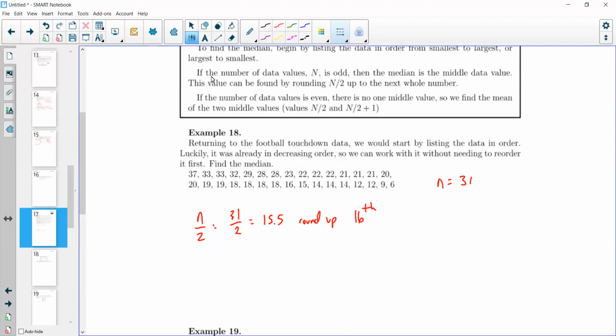So we count: 1, 2, 3, 4, 5, 6, 7, 8, 9, 10, 11, 12, 13, 14, 15, 16. So our median is equal to 20. And if you look after the median, we have 1, 2, 3, 4, 5, 6, 7, 8, 9, 10, 11, 12, 13, 14, 15 data points as well. So it split it right in half. 15 to the left of it, 15 to the right of it.